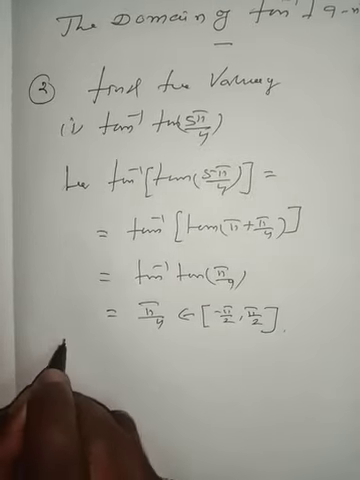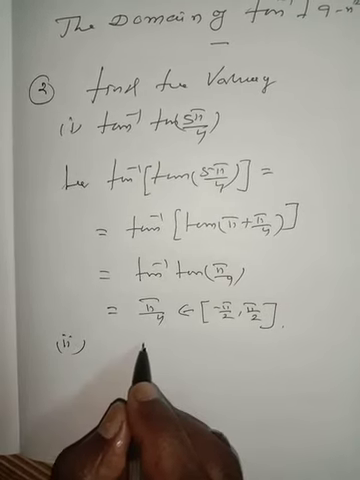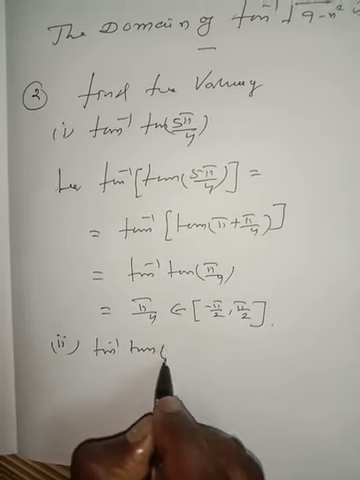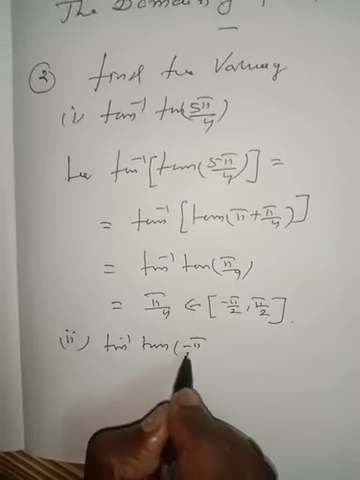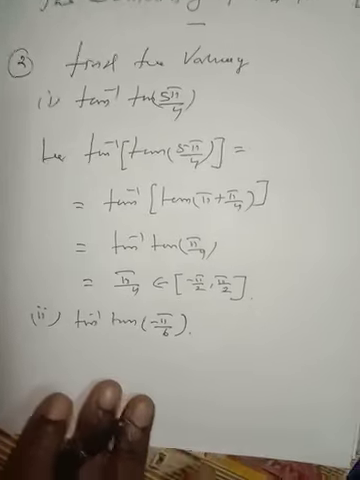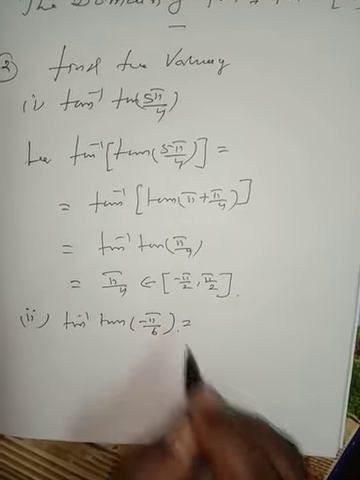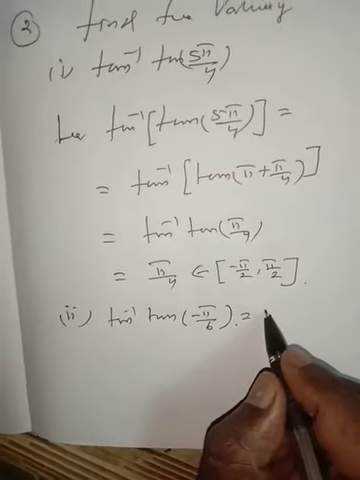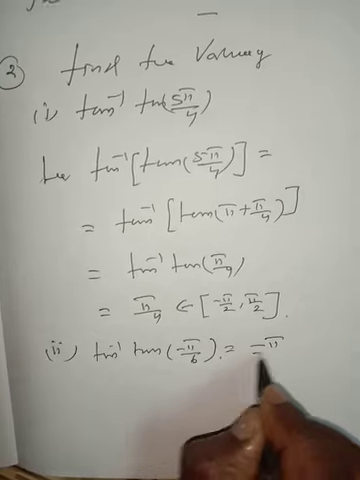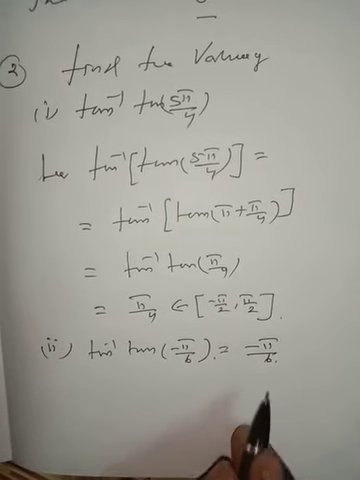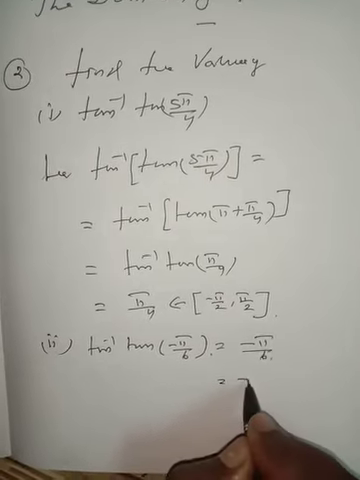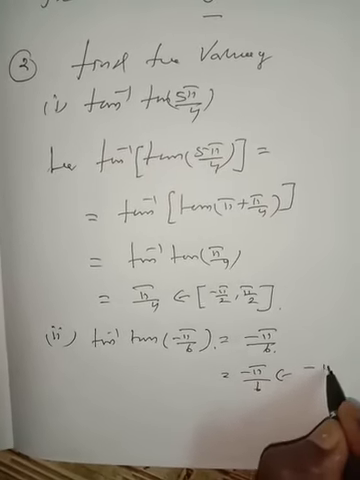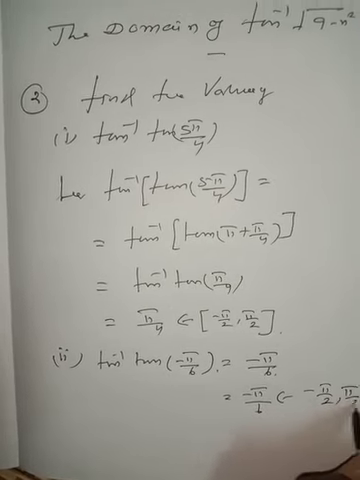Question number 2. Tan inverse of tan of minus pi by 6. This can be written as tan inverse of tan is 1, therefore minus pi by 6. This minus pi by 6 belongs to the range minus pi by 2 comma positive pi by 2.